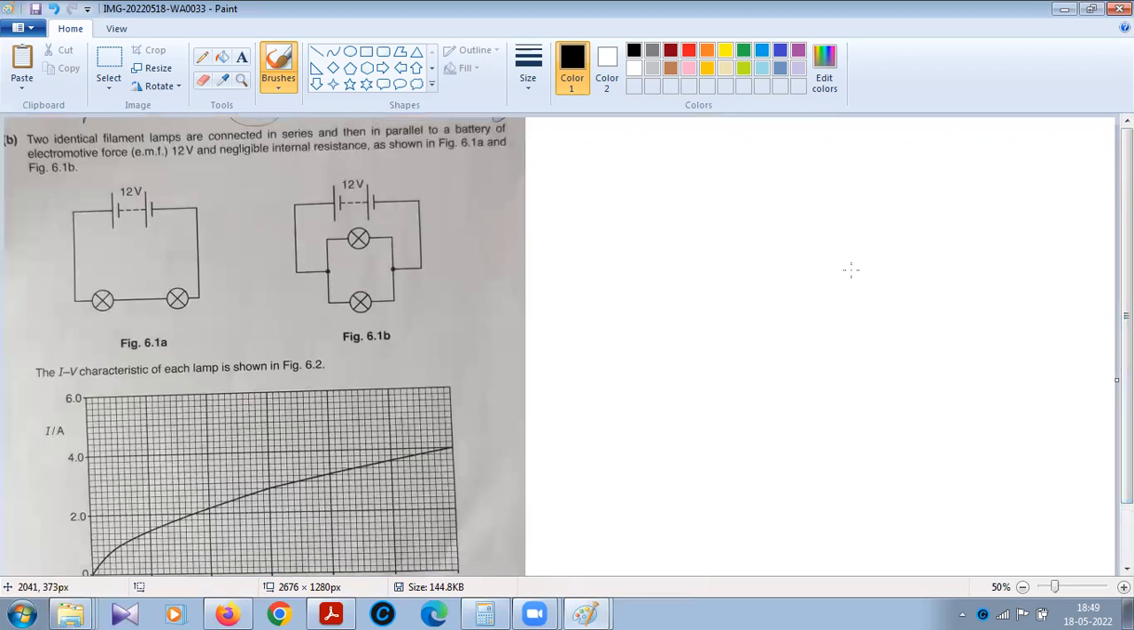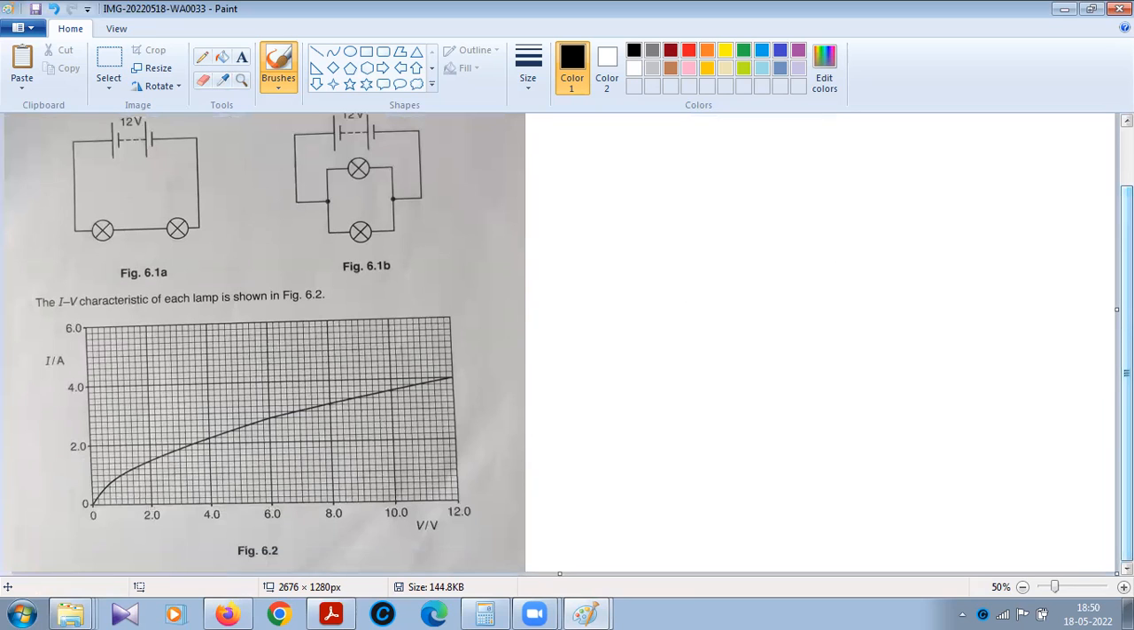Okay, so see here, two identical filament lamps are connected in series, and then in parallel to a battery of electromotive force 12 volts and negligible internal resistance. So what is happening? The IV characteristics for each lamp is shown. The IV characteristic is something like this.